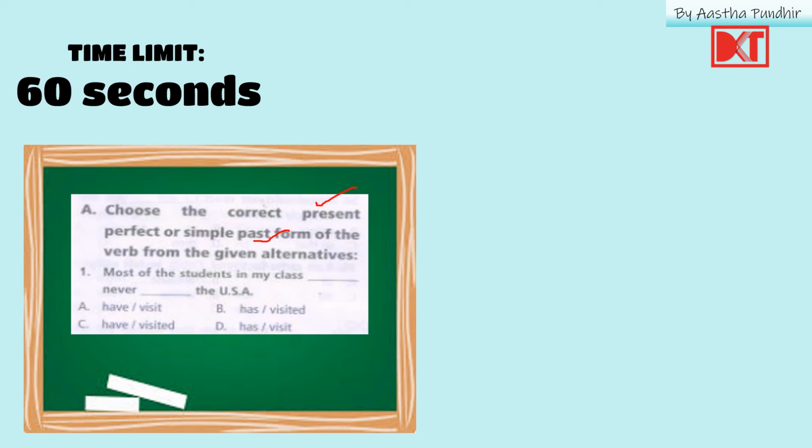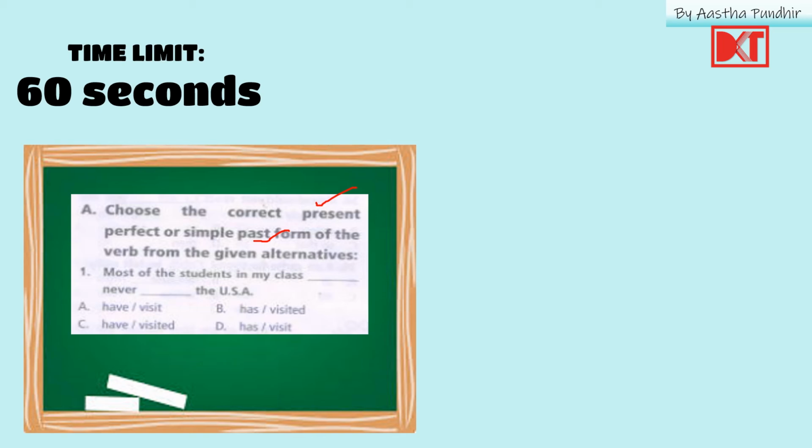Now here, are we talking about the past or are we talking in the present about some completed action? Here we're talking about this completed action in the present. Okay, so we will be using present perfect tense.